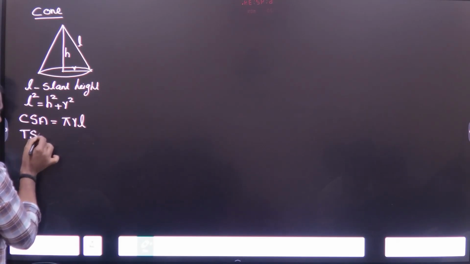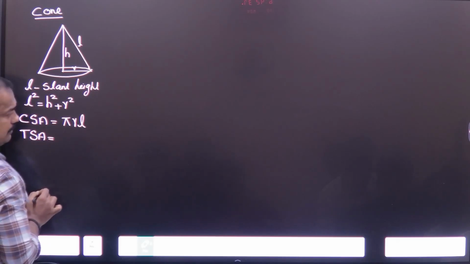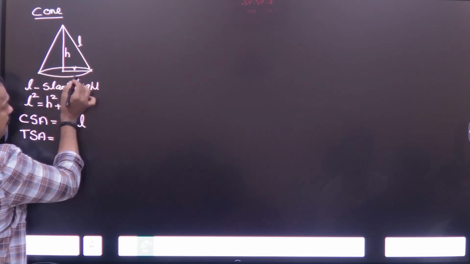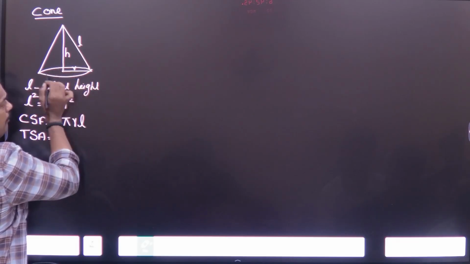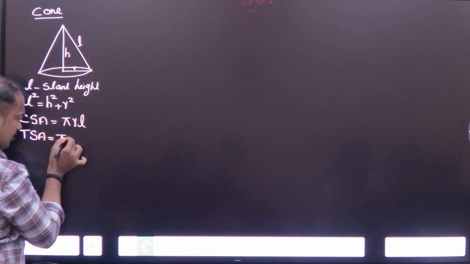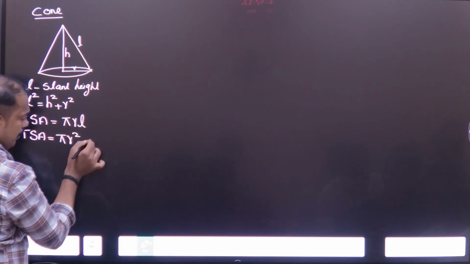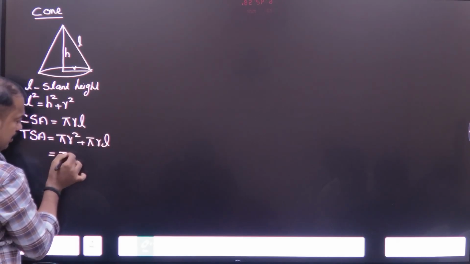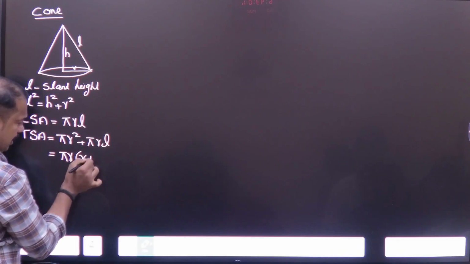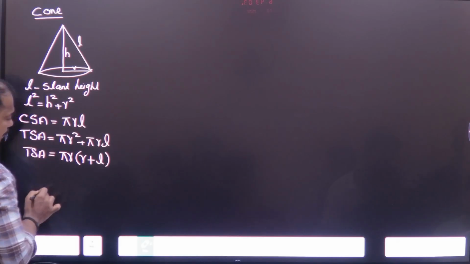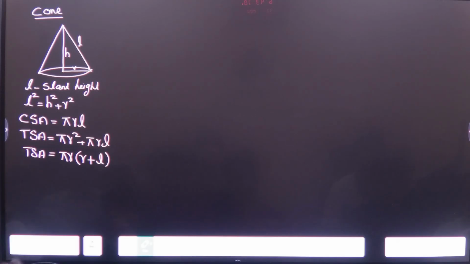Total surface area means including the base of the cone. What is the shape of the base of the cone? A circle. What is the area of the circle? So pi r square plus pi r l. Pi r common, under r plus l. So what is the TSA of the cone? Pi r into r plus l.